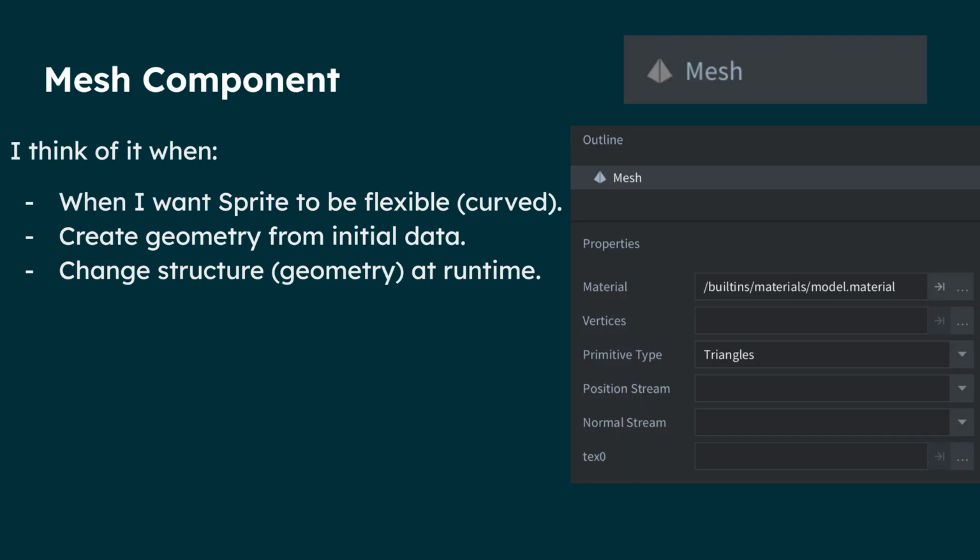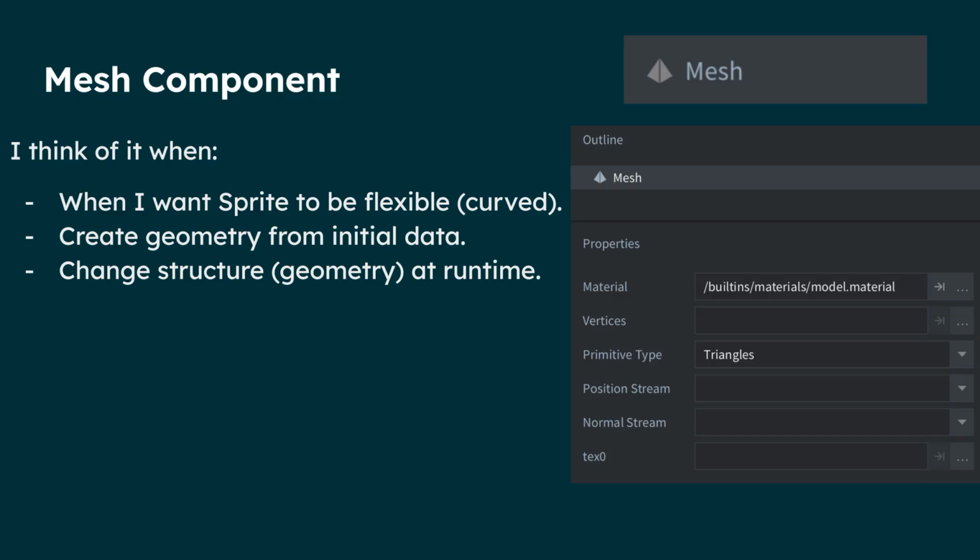If you have never used it, mesh is a 3D component in Defold. Of the 3D components, we have models and meshes. It looks like on the right. When I choose to use it, I think of it in several cases. First is when I want something like a sprite, but I want the sprite to be flexible. So I want to move parts of the sprite to different locations, I want to wave the sprite, or I want to create some kind of surface with the sprite. I use mesh for that.